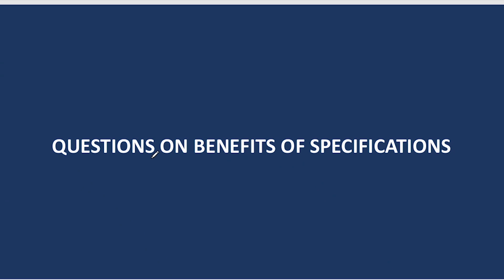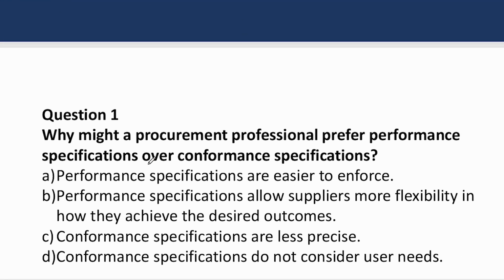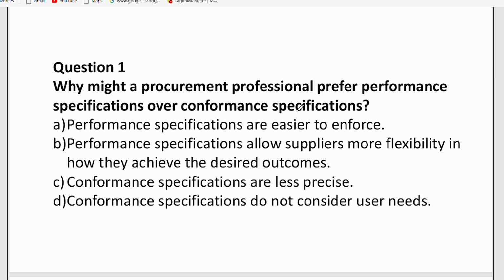But the other thing that you also need to know as far as specifications are concerned are the advantages and disadvantages of each of the specifications, as well as how they can be used to add value in procurement. When you talk about benefits, in this case, you can be asked something like, why might a procurement professional prefer performance specification over conformance?